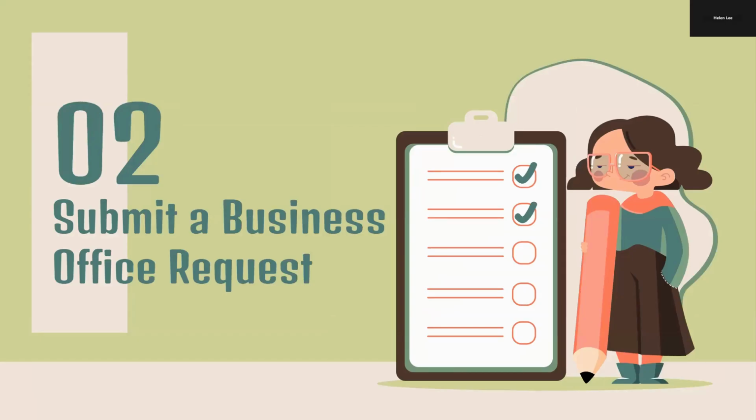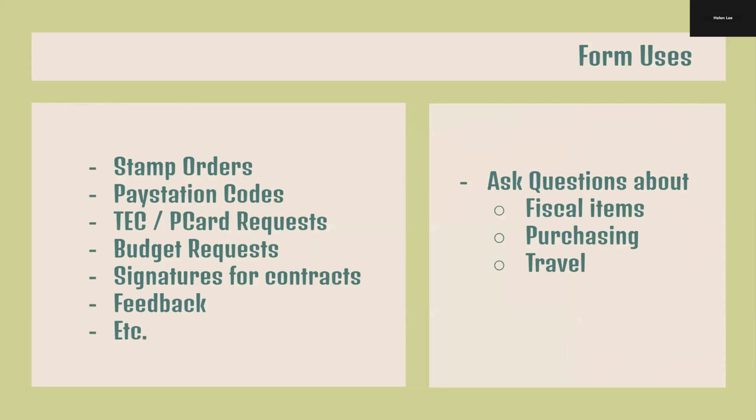Submitting a business office request. There are many ways that you can use this form. It's not just for asking questions about fiscal items and purchasing or any type of travel. You'll also use it for ordering stamps or pay station parking codes, requesting a new P card or a travel and entertainment card, or budget requests. You can also request signatures for any contracts, and this is also a place where you can submit your feedback.